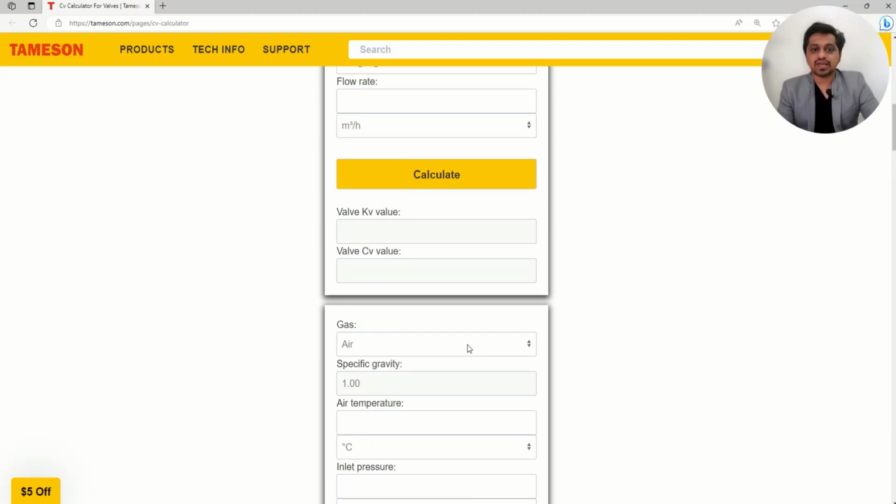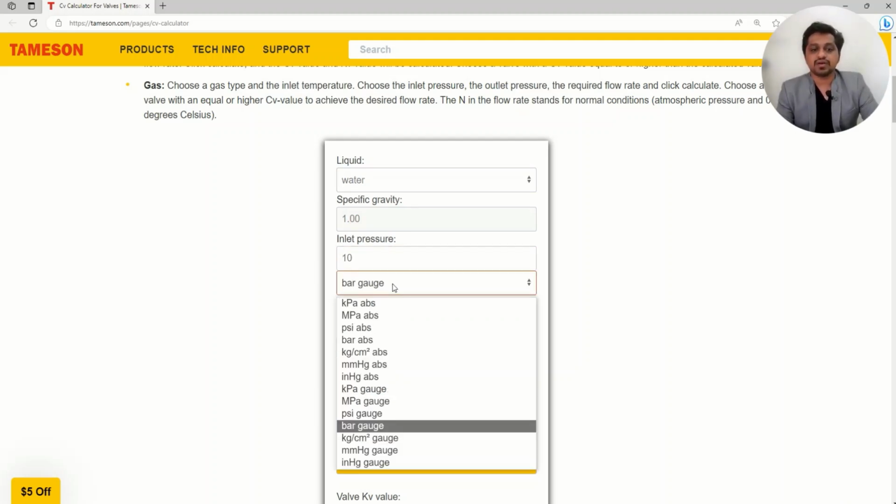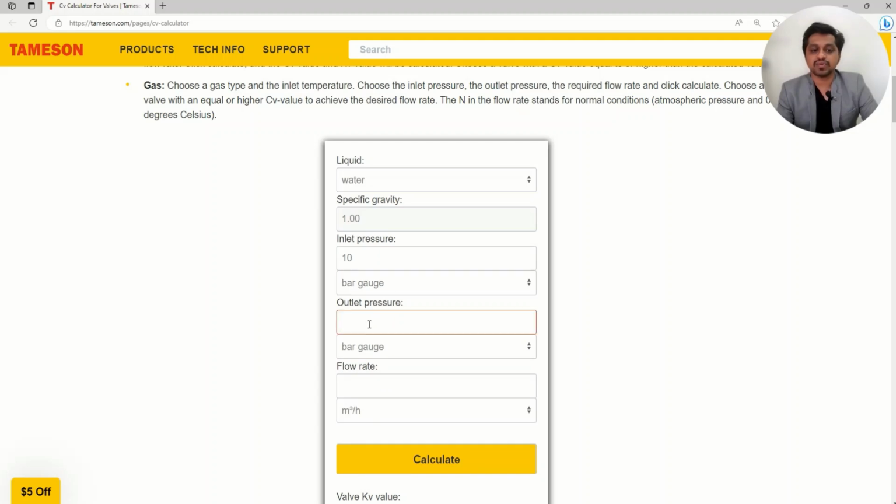So let's check out the calculator. We have a readily available calculator over here. For liquid, you can see the options available: glycerin, gasoline, and many other things. You can put your own user defined value also, and you have to put the specific gravity accordingly. Let's select water, so it will show the default specific gravity. You have to mention the inlet pressure. Let's select the inlet pressure as 10, and then we can select units whatever they may be. Outlet pressure, let's say 15.